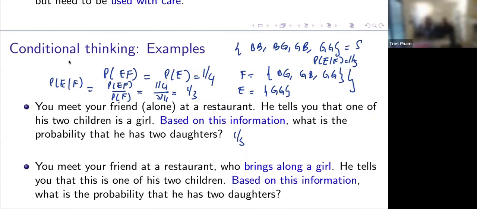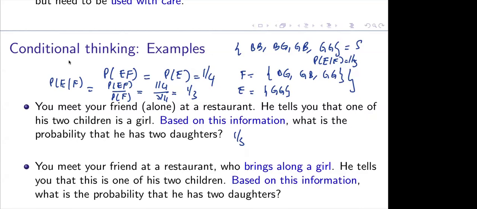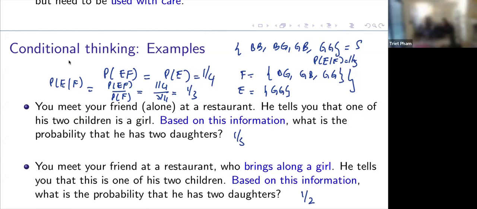The answer for the second one is 1/2, not 1/3. Oh, because in the first bullet point it could have been either of them, but right here we know that this one is the girl. Okay, I guess I see the logic. Well, it's a bit more subtle than that. The difference between these two is that in the second, when your friend brings along a girl, what that means is now you can reference the other child.